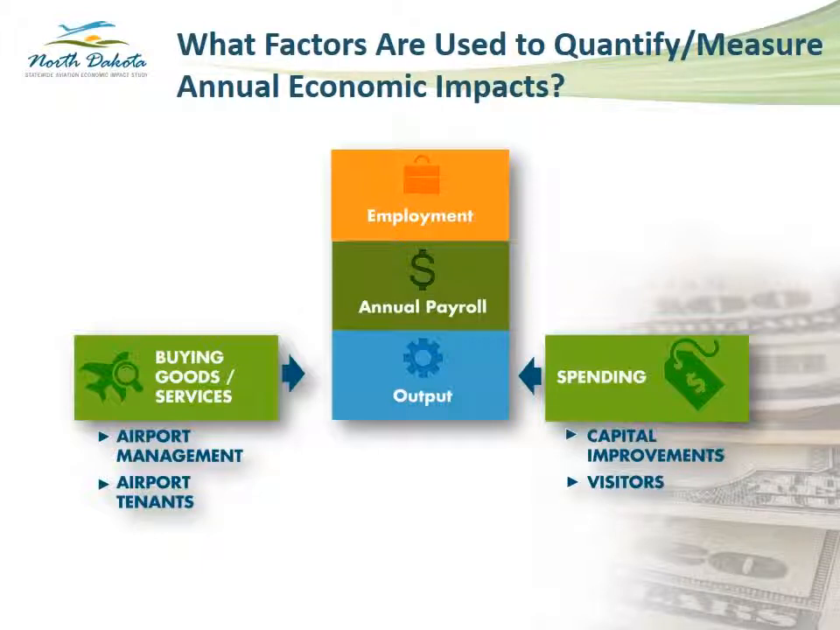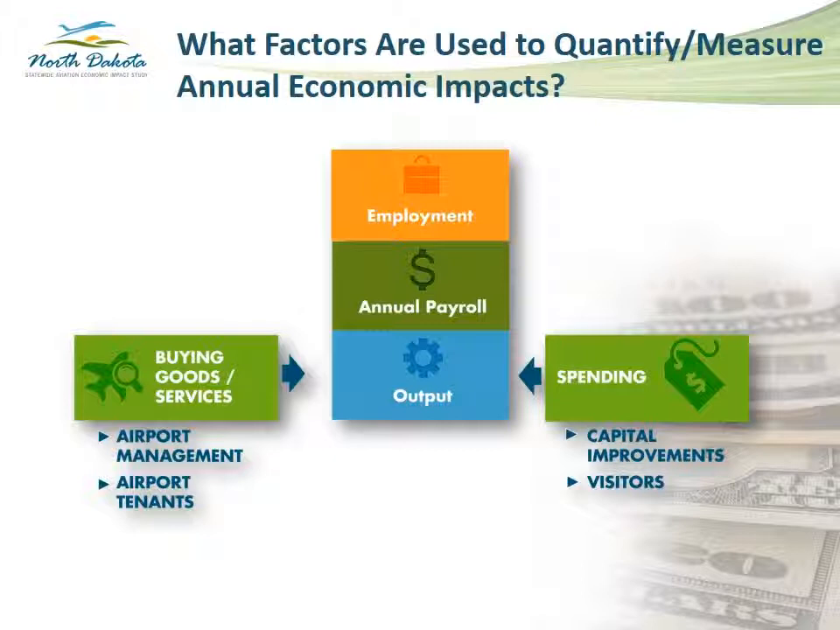For all airports, annual economic impacts are quantified using 3 factors. These 3 factors are: Number 1, the jobs the airport and its operations and services support. Number 2, the payroll that is associated with these jobs. And number 3, annual output.